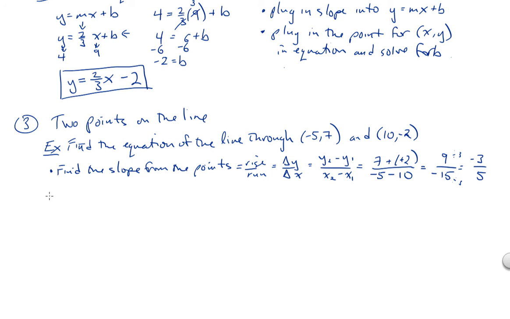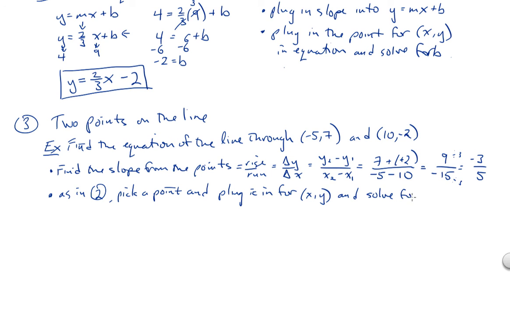All right. Now, as in situation 2, pick a point, either point, and plug it in. Plug it in for x and y, and solve for b. It doesn't matter which point you pick, plug it in, and then solve for b.